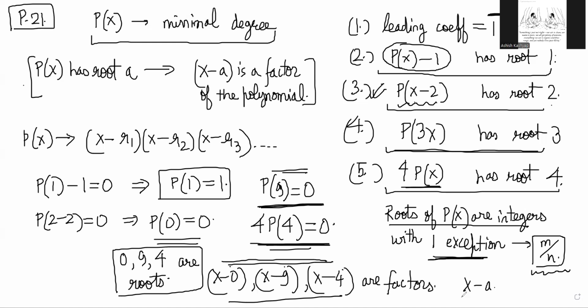So three roots are integers, one root unknown. Let's say that unknown root is a, which should be m by n. So I'll keep it as a for now. So my polynomial will be x minus 0 times x minus 4 times x minus 9 times x minus a, right? This is the minimal degree polynomial, correct? Correct. But remember, we have not used the first condition so far, which was p of 1 is 1.